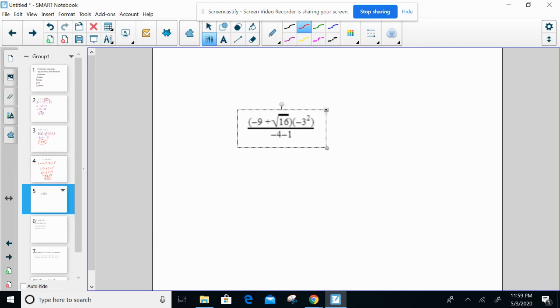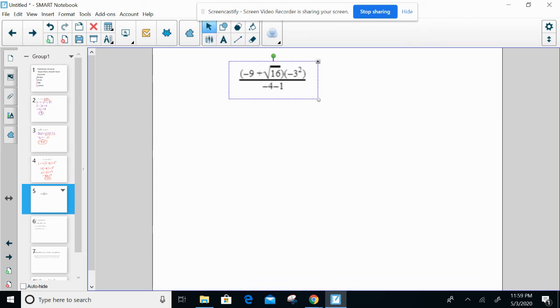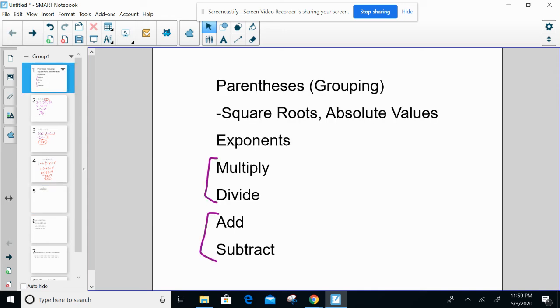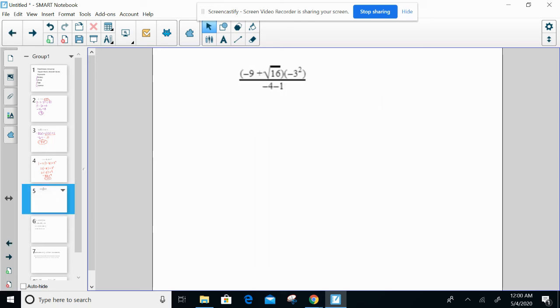All right, one more. Now we do have a fraction. Now, even though division is in the middle of our order, right? Parentheses, exponents, multiplication, and division. We're going to take care of the division at the very end. The reason for that is, well, I'll show you in a second. All right, let's take care of the grouping first. Now, let's take care of the top and then the bottom.